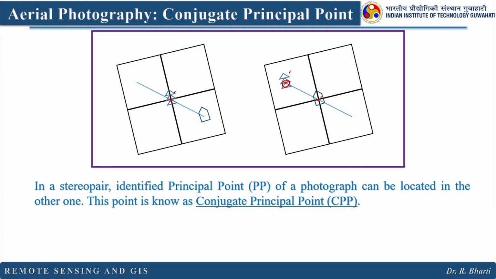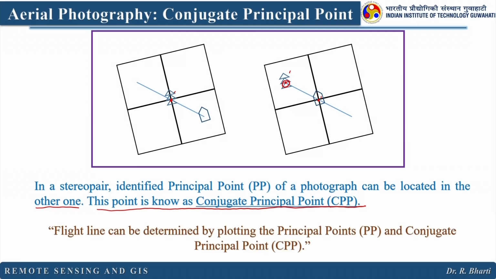So, in a stereo pair, the identified principal point of a photograph can be located in another image. This point is known as the conjugate principal point. I hope this is very clear to you. So, the flight line can be determined by plotting the principal point and conjugate principal point in a line. So, if you plot this, then this is the direction of flight.